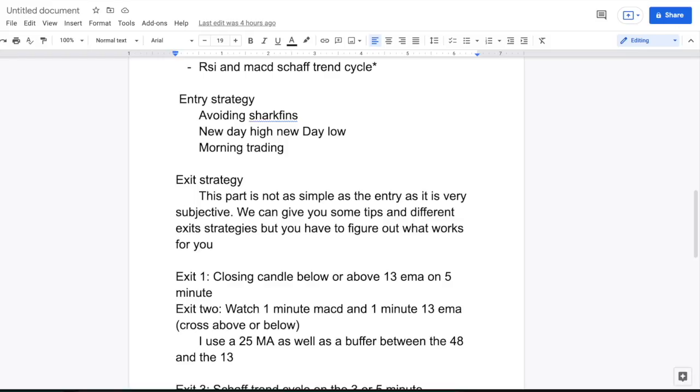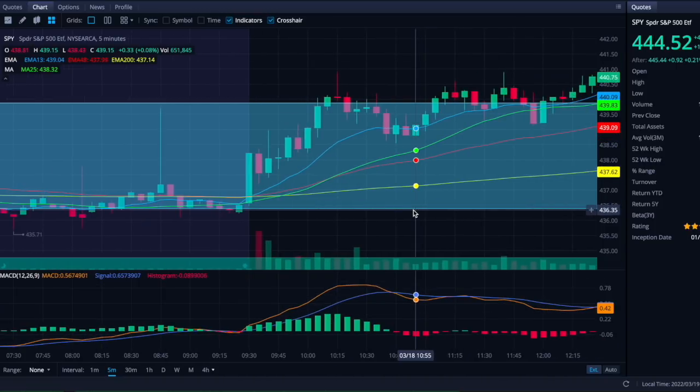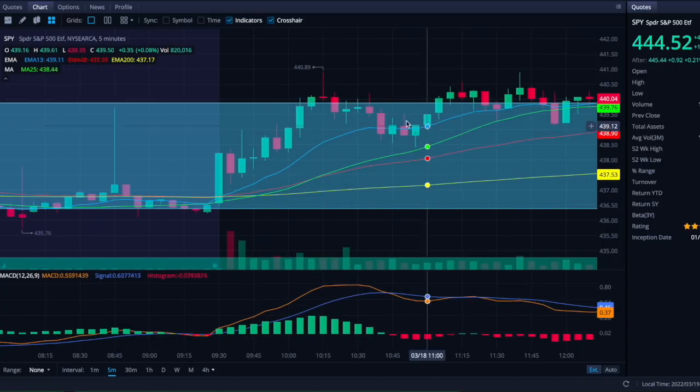So when we look at the SPY over here, it's kind of hard to determine whether or not we're getting these closing candles that are staying below this 13 EMA right here. It doesn't really look like we are on the 5-minute chart. This is where taking a look at a couple of other different time frames is going to give you a better picture of the overall market.